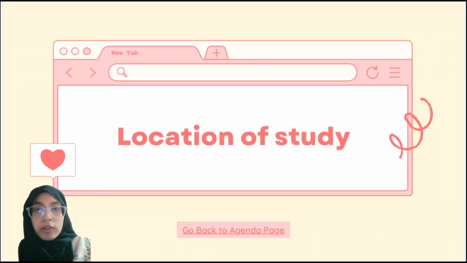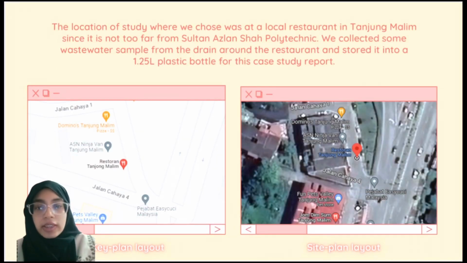Now we will move on to the next content, where I will talk about the location of our study. The location we chose was a local restaurant in Tanjung Malim, since it is not too far from Sultan Azlan Shah Polytechnic. We collected a wastewater sample from the drain around the restaurant and stored it in a 1.25-liter plastic bottle for this case study report. These are the pictures for the key plan layout and site plan layout.